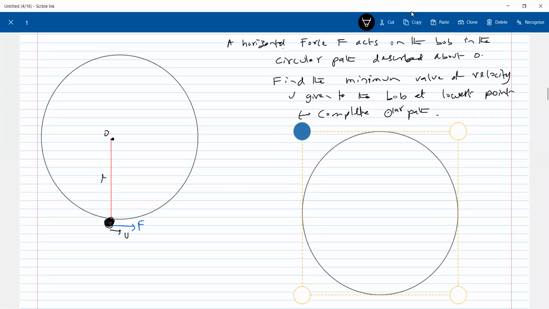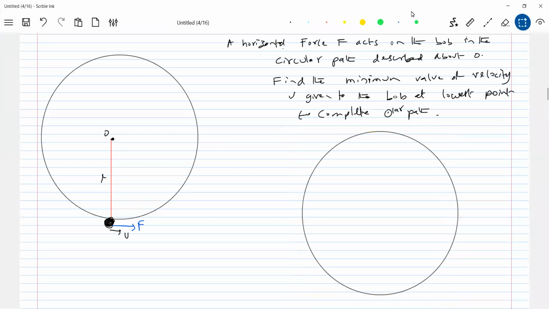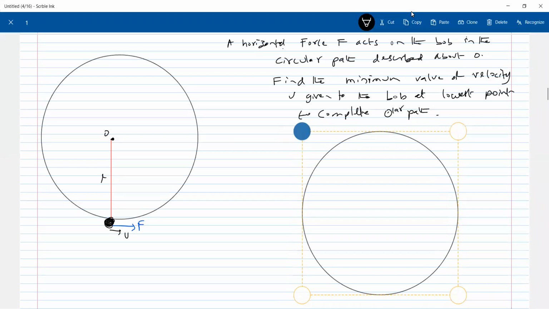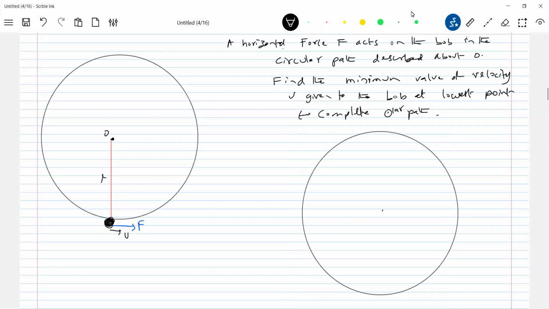Okay, now we'll go for tracing that one. Here, at the lowest point only, we'll search it. So what about here? This will be the velocity U, the tension T1, the weight mg, and the force F will act.